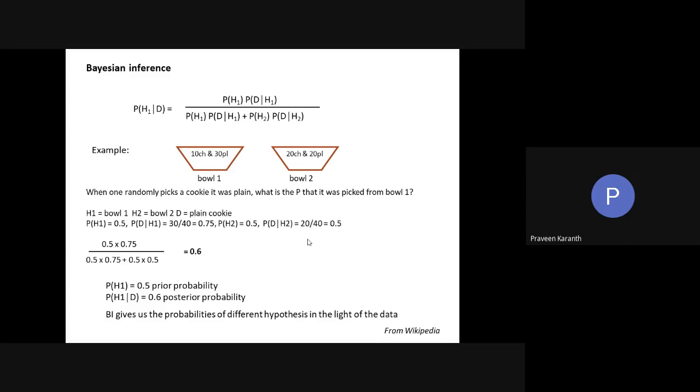So intuitively, what you have done in your mind is Bayesian inference. You have your prior hypothesis, but then when you look at the data, it's a plain cookie, and you also know that there are more plain cookies in bowl 1. Then you say I think it's 0.5, but I'm more inclined to say that I have probably picked it from bowl 1. Your prior probability is that it could be bowl 1 or bowl 2, but because there are more plain cookies in bowl 1, you are more inclined to say that you have probably picked it from bowl 1. So what you have intuitively done there is Bayesian inference.